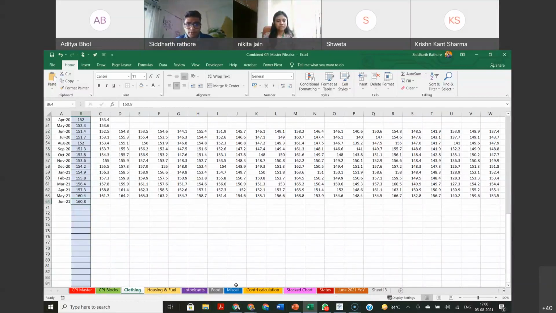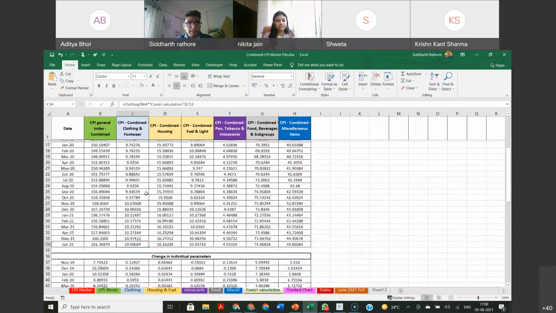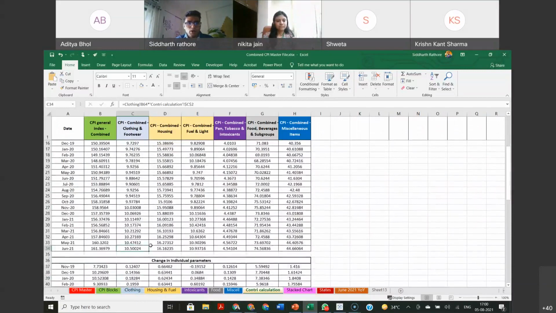So we multiplied it with its weight. This is the weight multiplication. We multiplied it with its weight and we got the contribution of this particular index. So what is this 161 telling us? 161 is the overall index value of the entire CPI combined. Now this is nothing but a weighted average of these 6 factors. A weighted average is basically the weight multiplied by the index, the weight multiplied by the index. So this is how we got this 161 value.